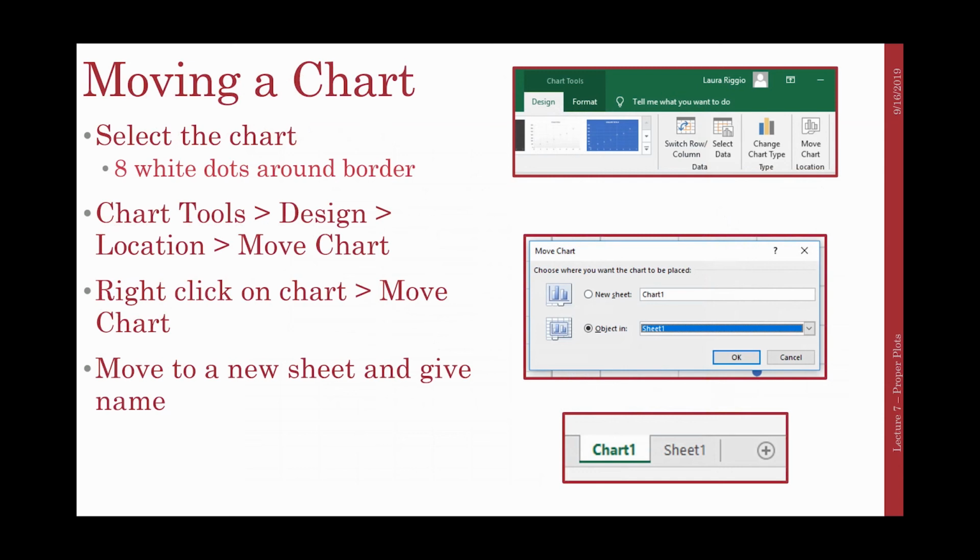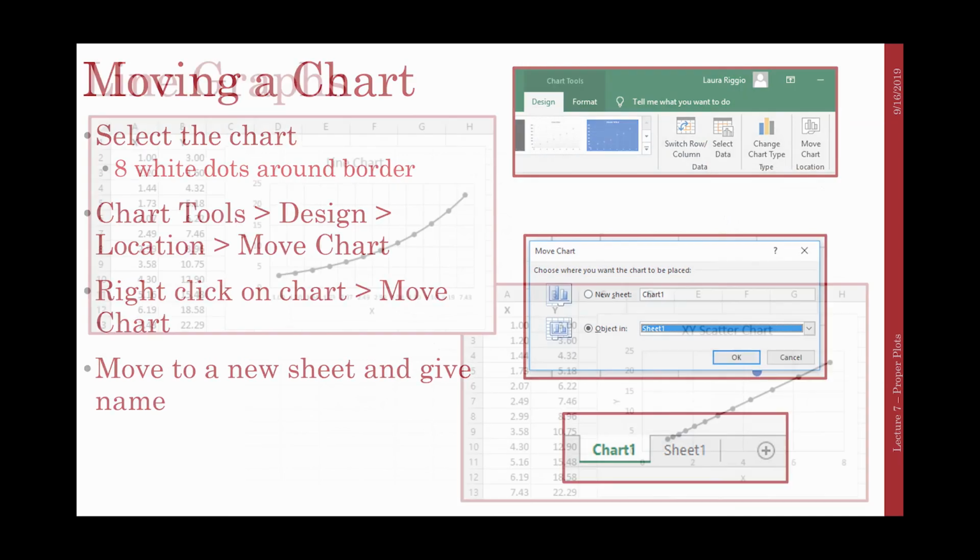You can move a chart. If you select the chart, the 8 white dots at the border, you can do Chart Tools, Design, Location, Move Chart, or you can right click on the chart and select Move Chart. You can move it to a new sheet and give it a new name, or you can actually put it as an object in a different sheet.